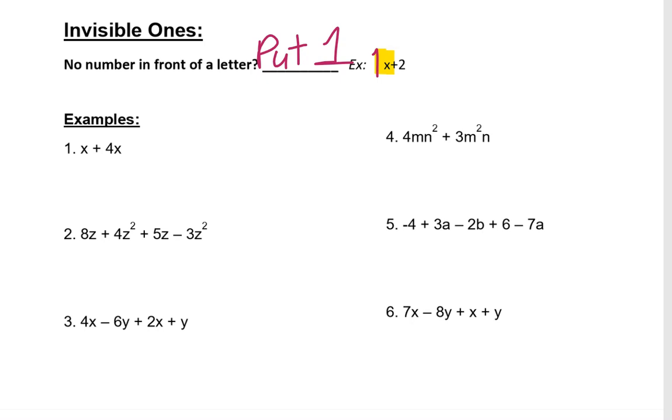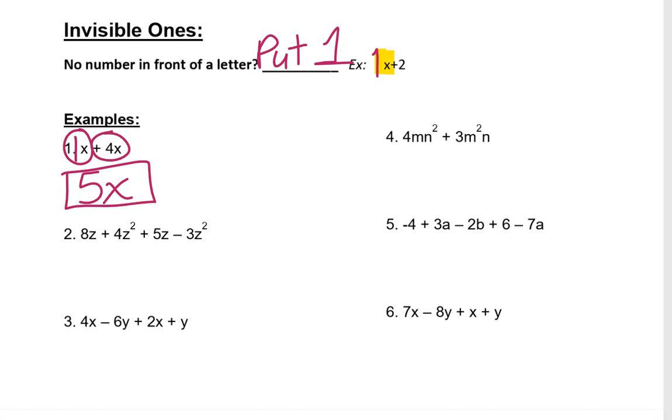Okay, so let's look at this first example. I have x plus 4x. I already see that my first term does not have a number. There's no coefficient, so I'm going to go ahead and put my 1 there. Are those two like terms? Yes, they are because they both have x, so I can combine them. 1x plus 4x, that gives me 5x. Let's do the next problem.